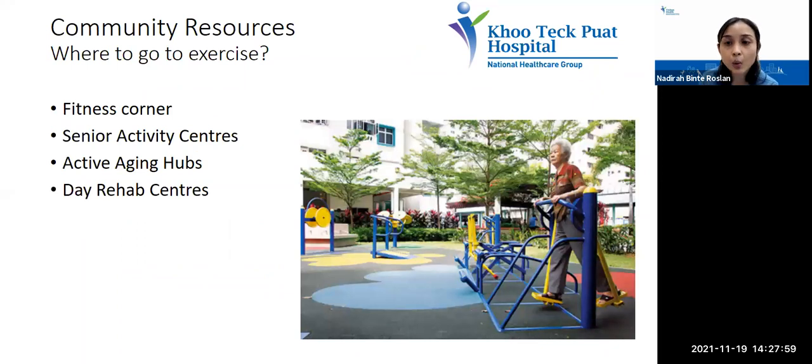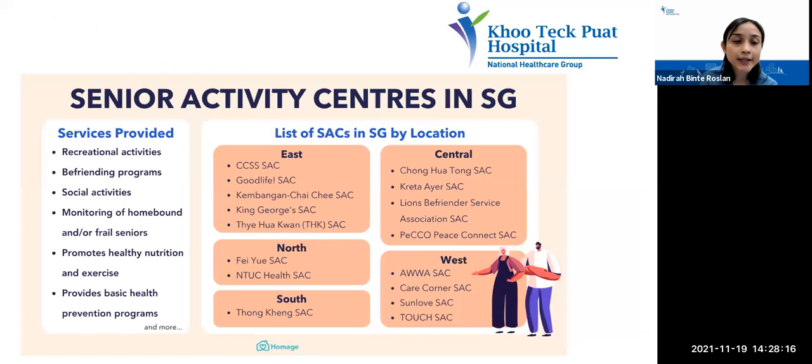So what next? Where can you go to exercise? There are many options. You can either do it at home, or fitness corners are easily available, senior activity centers, active aging hubs, day rehab centers, other private centers, or even gyms. Here is a list of senior activity centers in Singapore with services provided, such as recreational activities, befriending programs, social activities, monitoring of seniors, promoting healthy nutrition and exercise, as well as providing basic health prevention programs. There are plenty of programs not only focused on physical activity.